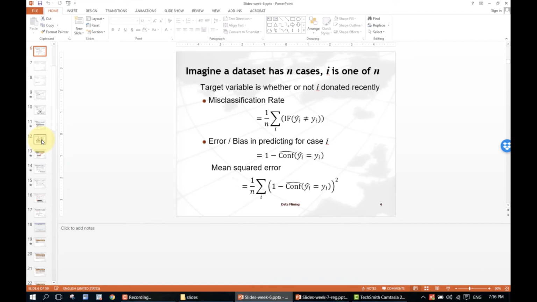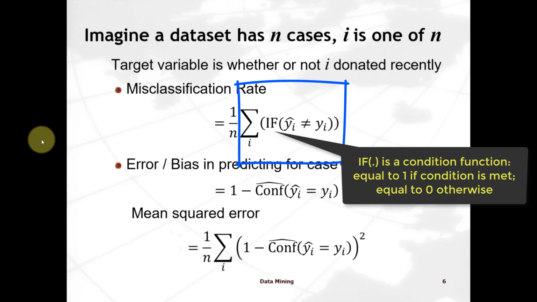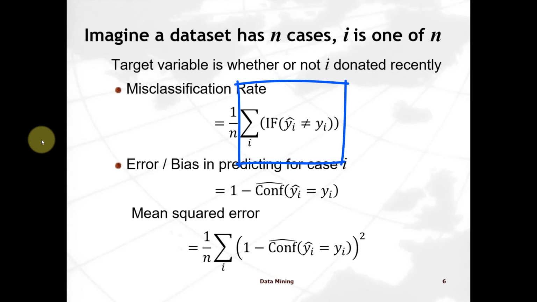So the misclassification rate is simply the percentage of misclassifications. You have a big summation of every misclassification. When the prediction is different from the outcome on the validation set, then it's an error. It's a misclassification. So all the misclassified cases are counted, divided by the entire sample. So that's the sample-wise misclassification rate.